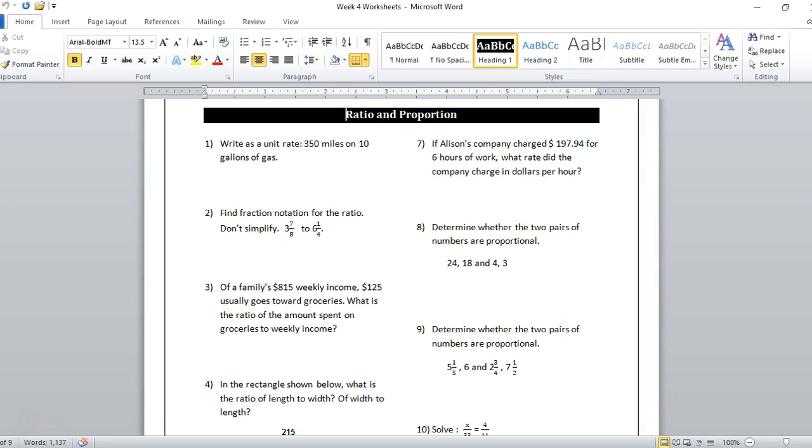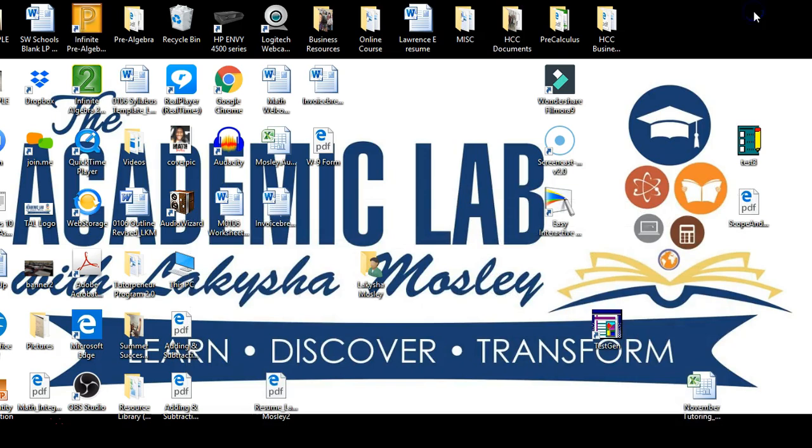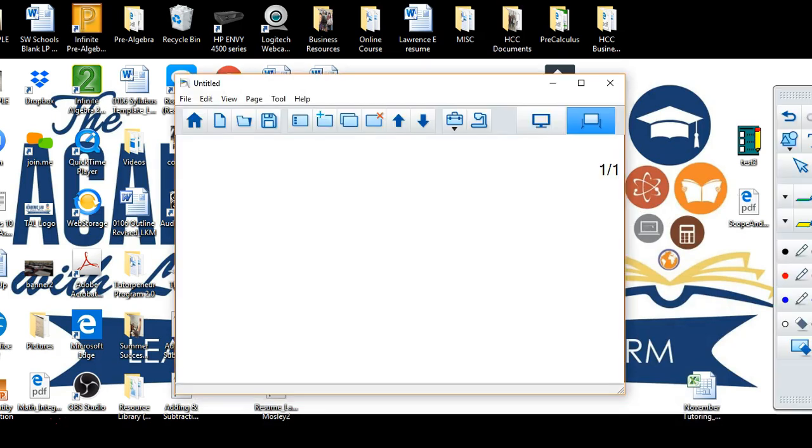So first thing we're going to do is, as you can see, this worksheet is where I'm going to pull a couple of problems from. I'm going to entitle this video Ratio and Proportions, and then as I go to the next few worksheets that are in the week 4 folder, I will title it as the name of the worksheet so that you know where these problems are. All right, so we're going to jump into it. I'm going to go ahead and minimize this and open up the whiteboard. One second. All right, so here we go.